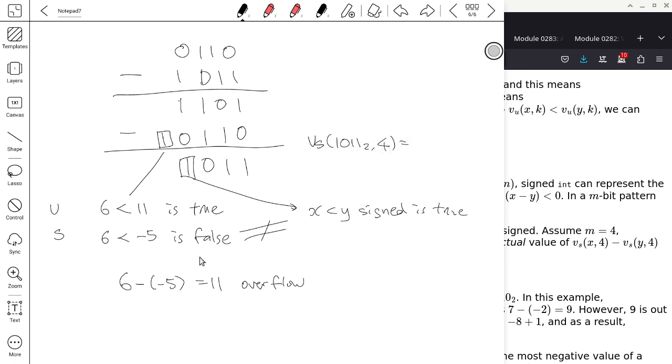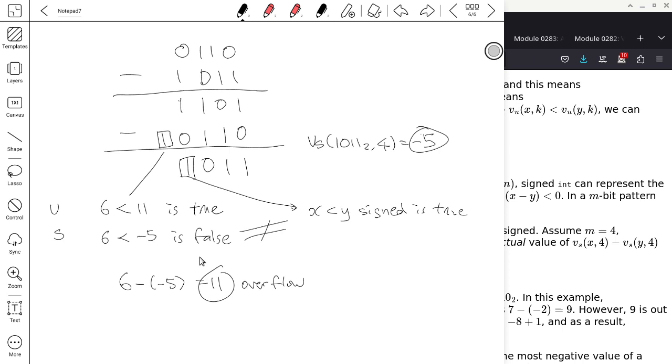What is that? It's 1 plus 2 minus 8, okay? So that is negative 5, right? Okay, so this is negative 5. So you look at the negative 5 and you look at the actual answer of 11. The sign is wrong, okay? The sign is completely wrong.